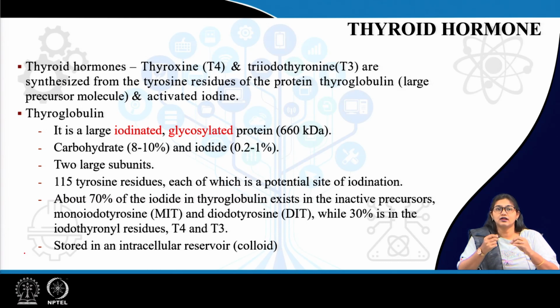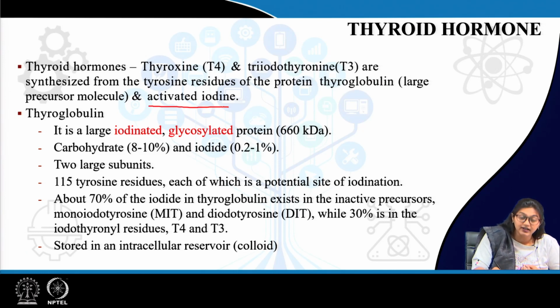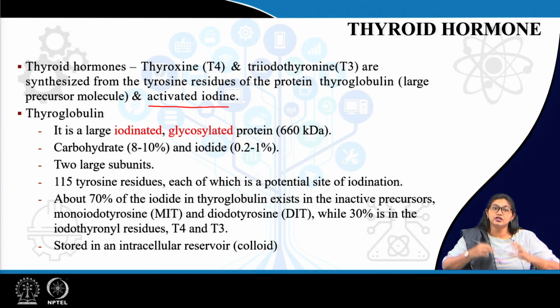Thyroid hormones are two molecules: thyroxine, which is T4, tetraiodothyronine, and T3, triiodothyronine. Remember, T4 is tetraiodothyronine, T3 is triiodothyronine. Why? We will discuss. Now, T4 and T3 are the thyroid hormones, and they are synthesized from a protein. Thyroglobulin is a large precursor protein, and in this protein the tyrosine residues are important. Those tyrosine residues are iodinated by activated iodine. So the tyrosine residues of thyroglobulin and activated iodine together form the thyroid hormones, both T4 and T3.